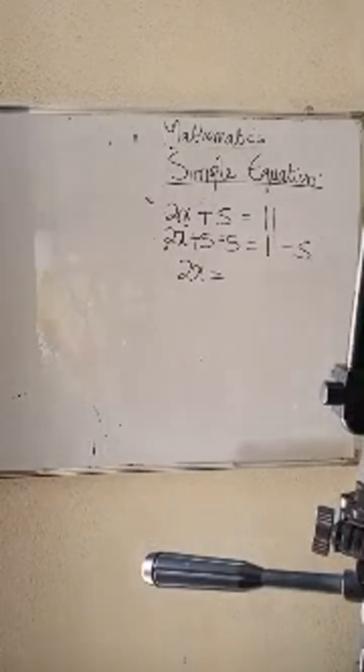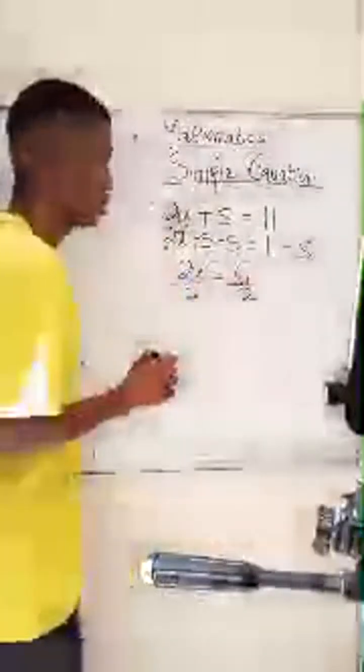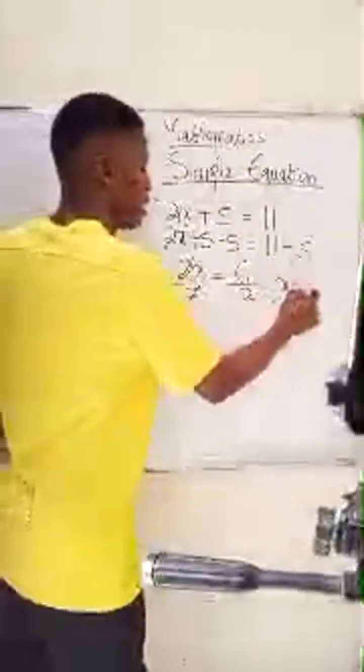What is 11 minus 5? Okay, the answer is 6, right? That's good. So the next thing you do to get the value of x is just to divide by the coefficient of x, which is 2. So when you divide both sides by 2, you see that x is equal to 3. So x is 3. Do you understand?